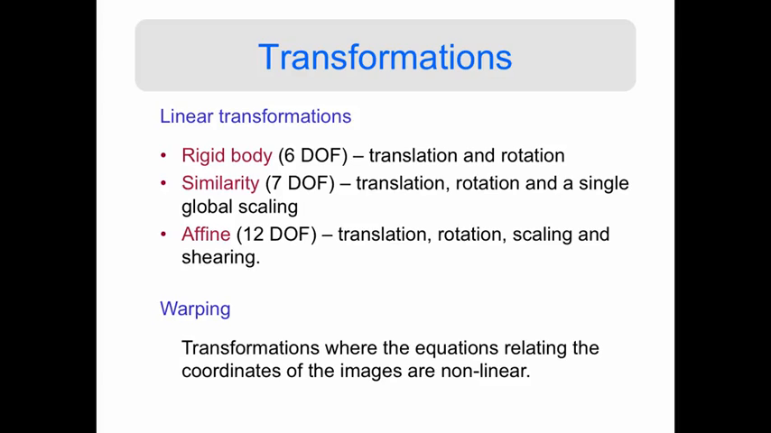Finally, we don't have to use linear transformations. We can also use something called warping, and these are transformations where the equations related to the coordinates of the images are all nonlinear, and they're much more complicated, and we'll kind of brush over them for now.